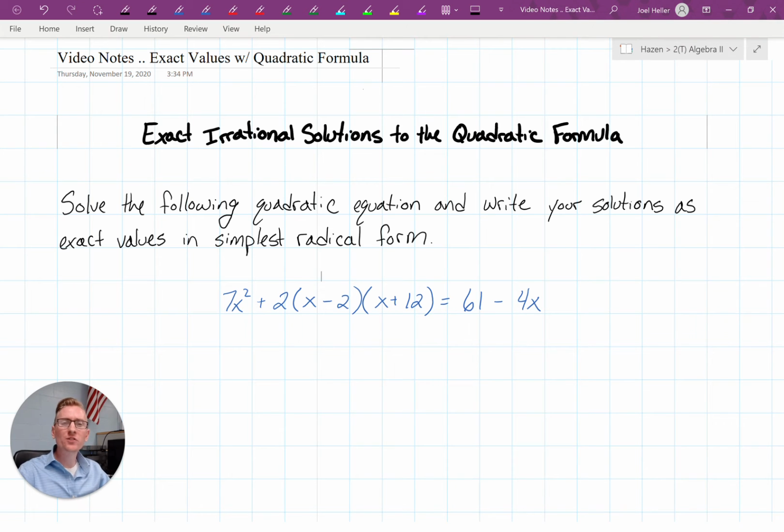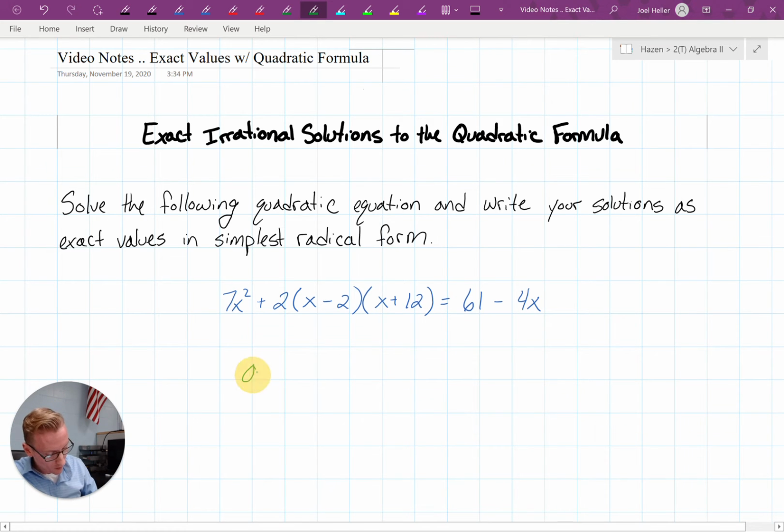Hello. In this video, we're going to solve a quadratic equation using the quadratic formula. Any solutions that we get that are irrational, we're going to write those solutions as exact values in simplest radical form. So let's take a look at this. Anytime you're solving a quadratic equation using the quadratic formula, you first have to write the equation in the form ax squared plus bx plus c equals 0, so that you can use the quadratic formula.